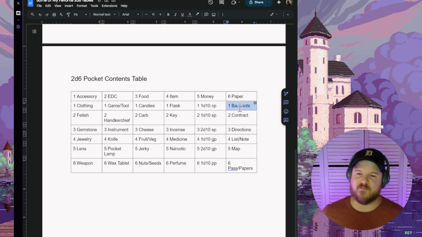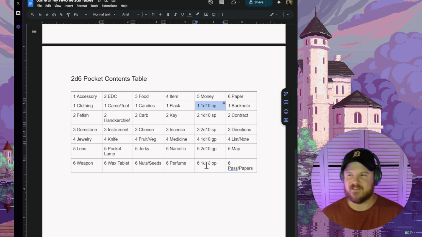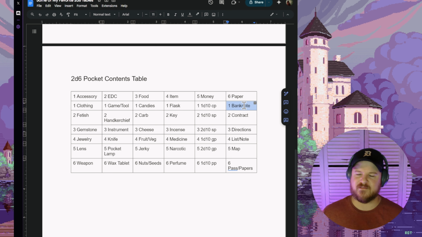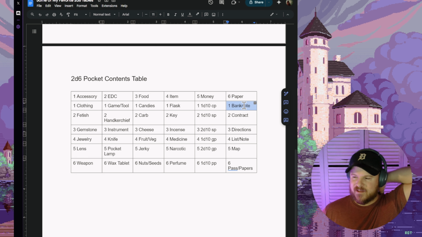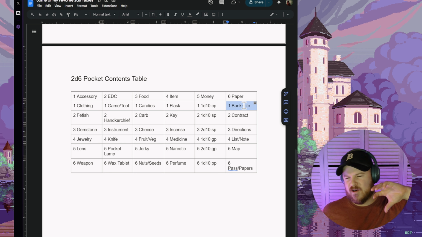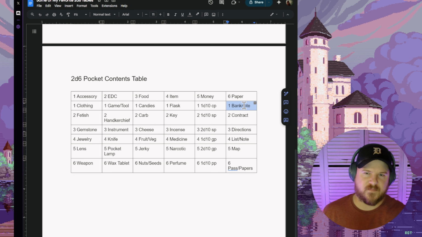So banknotes are one of my favorite ones, and usually if I roll banknote, I'll roll another d6 on this money column for how much the banknote is for. So banknotes are, what's the best way to explain them? We don't really have a modern day equivalent, because the banknotes are kind of the precursor of personal checks, lines of credit.